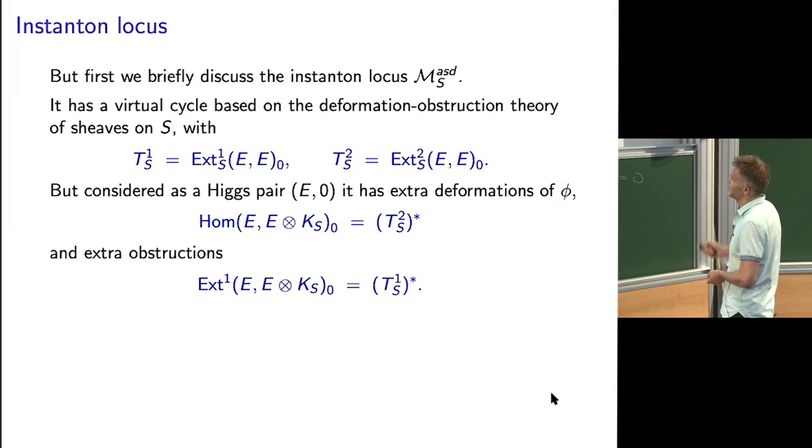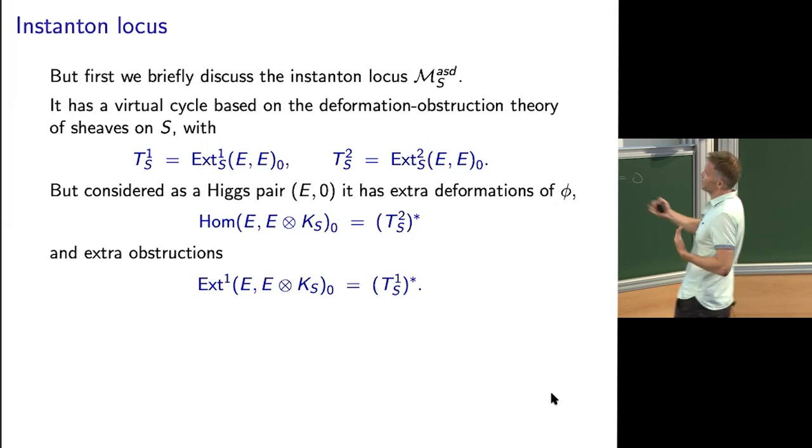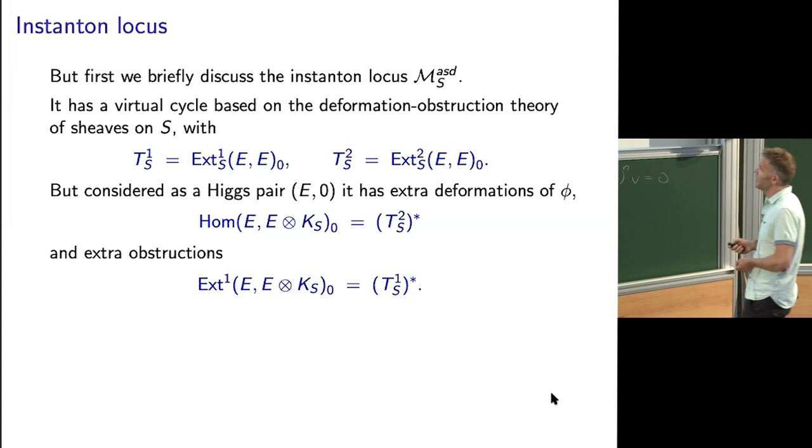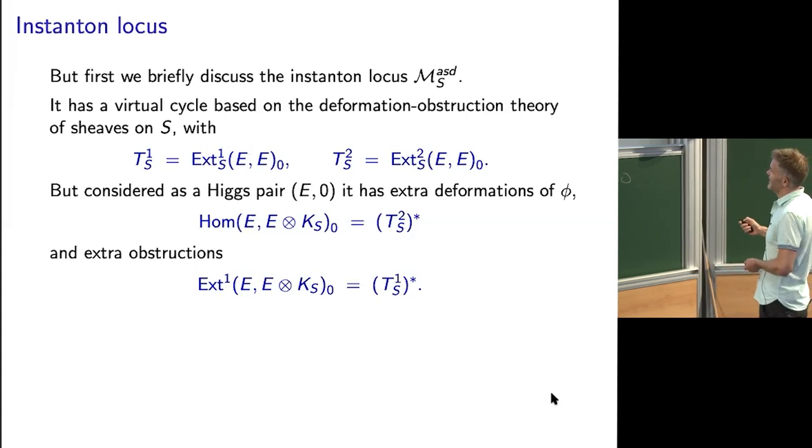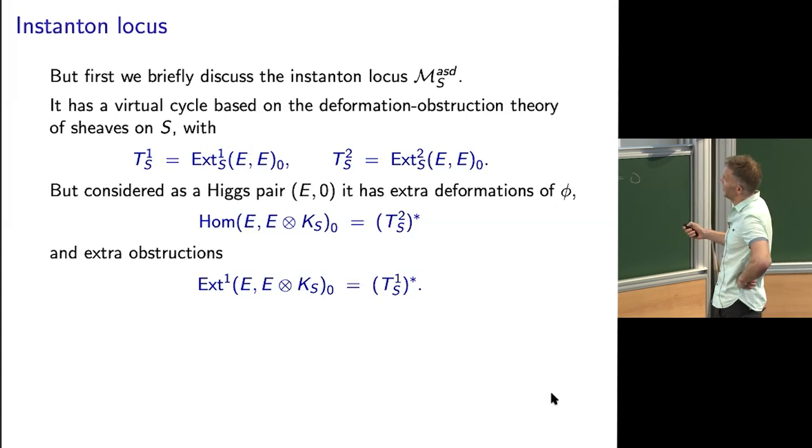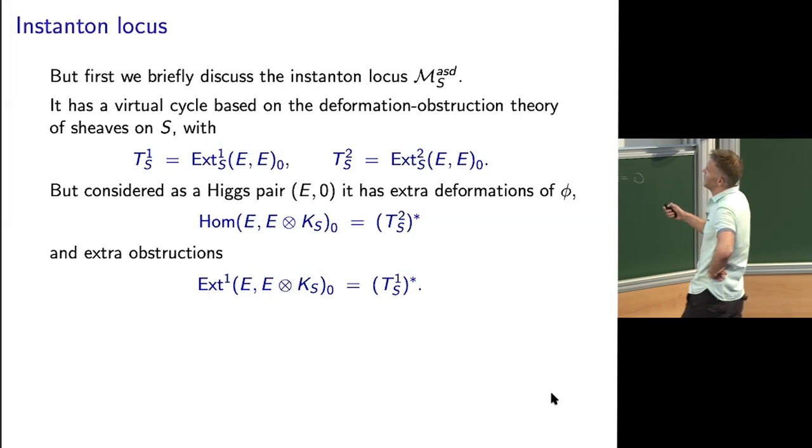So it has its own virtual cycle, but considered in this threefold theory instead of a surface theory, it has extra deformations and extra obstructions. So you can start to deform the Higgs pair that lives in here. So you can start to deform the Higgs field that lives in here. That's an extra deformation, and it's dual to the obstruction space. And it has extra obstructions here. They're the obstructions to deforming the Higgs field, and they're dual to the original deformations.